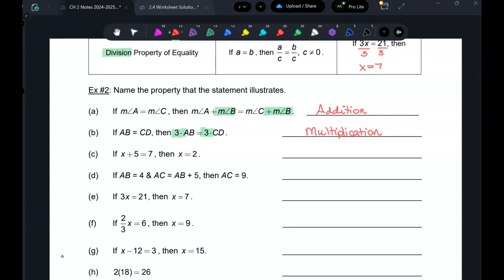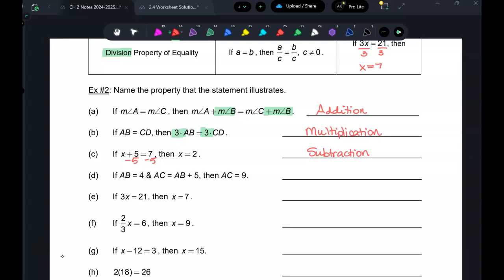Okay, next one. If I have x plus 5 equals 7, how do I get my conclusion of x equals 2? What did I have to do to both sides? I had to subtract. Remember, you're asking yourself, how do I get from the hypothesis to the conclusion? How do I solve for x?